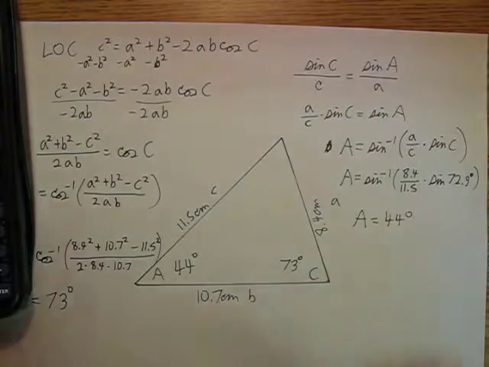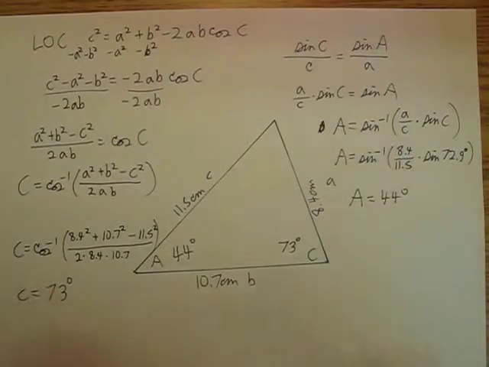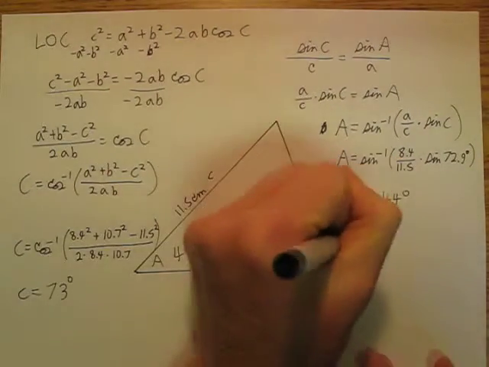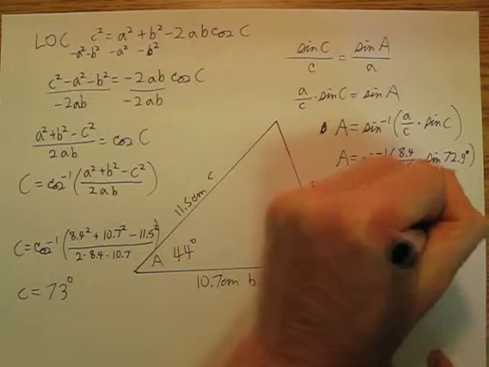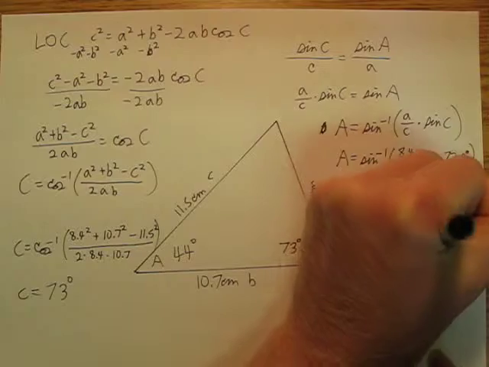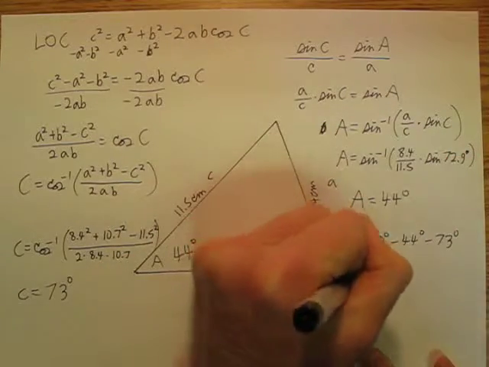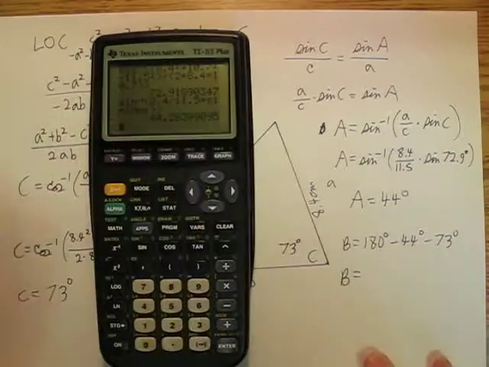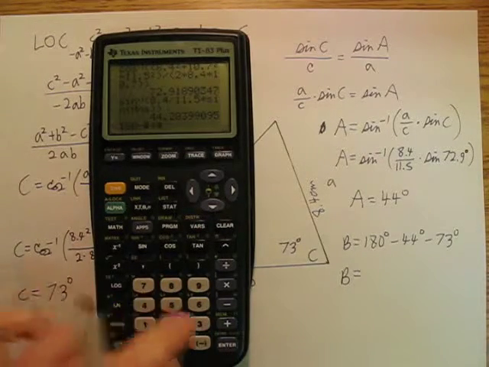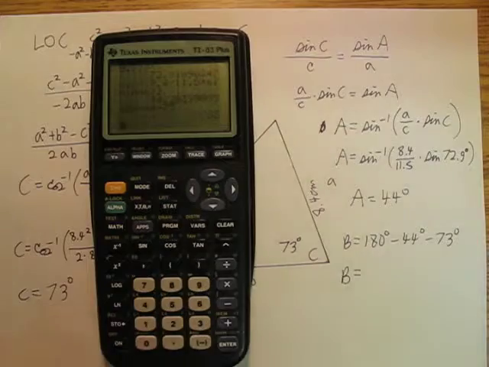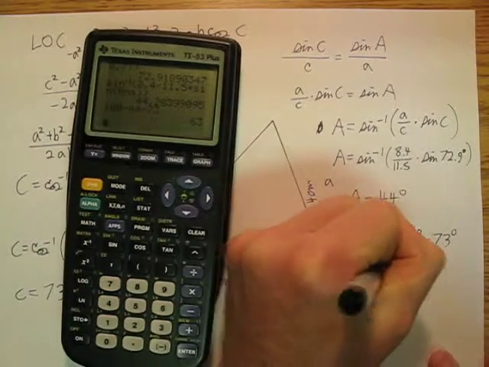Now, last but not least, it's really easy that big B is going to be 180 degrees minus 44 degrees minus 73 degrees. So big B is going to be 180 minus 44 minus 73. It's going to be 63 degrees.